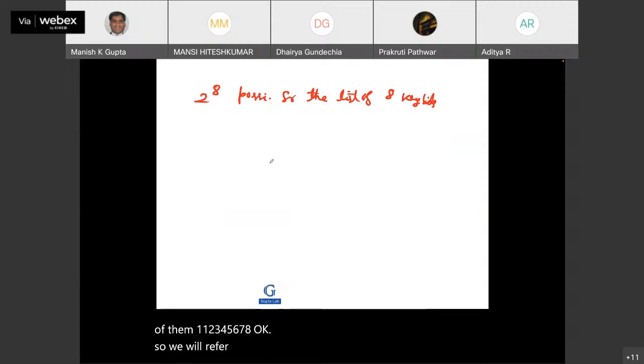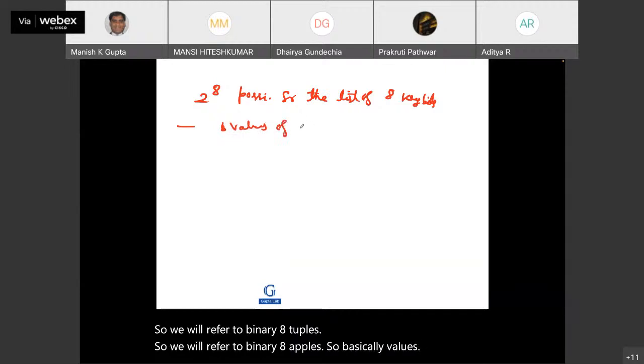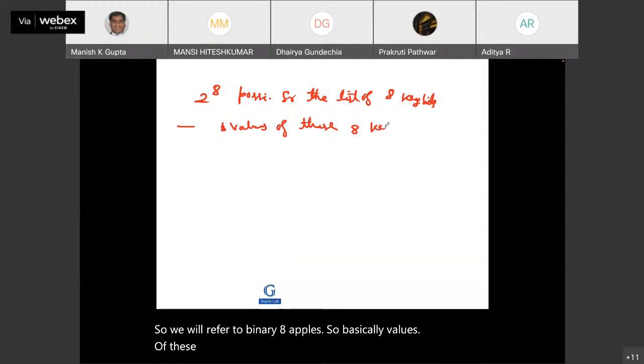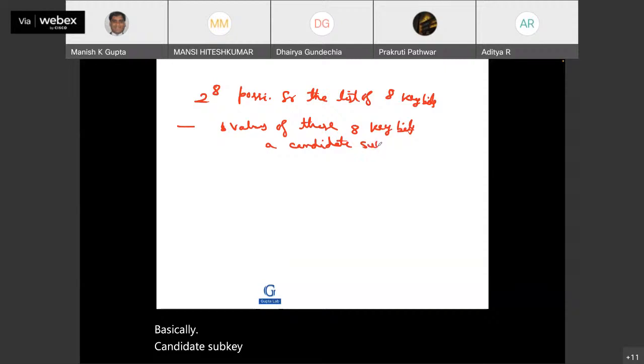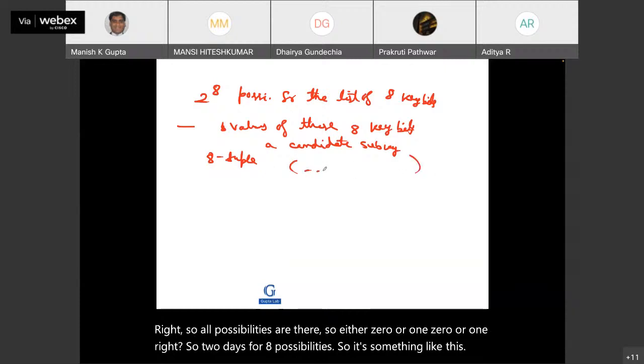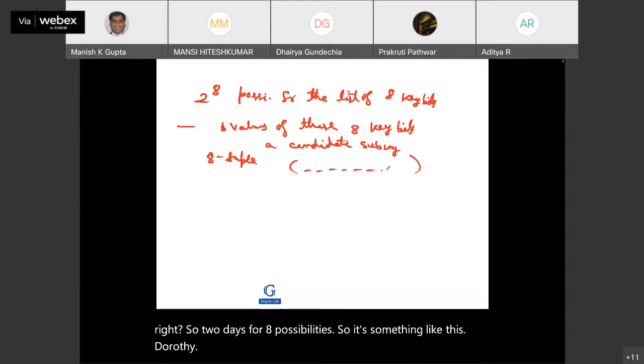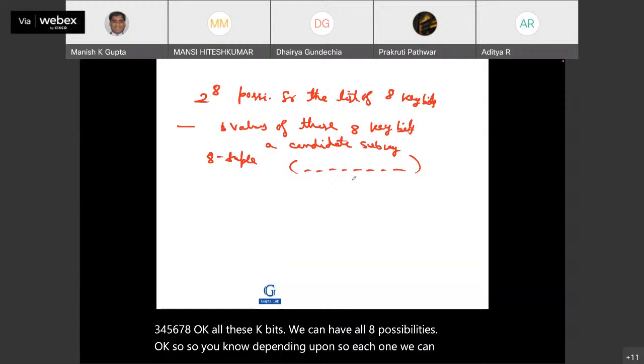We will refer to binary 8-tuples, basically the values of these 8 key bits, as a candidate subkey. So we call it an 8-tuple. All possibilities are there, either 0 or 1, so 2 raised to 8 possibilities. All these key bits can take all 8 possibilities, and each one we can try as one of the candidate keys.